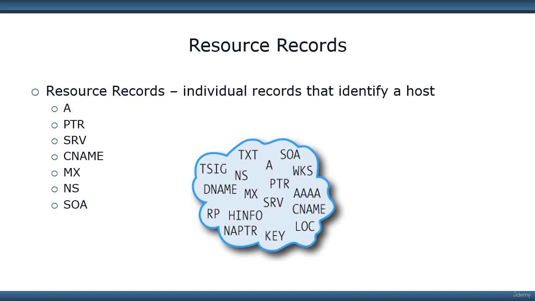So if I have mail to send to you, then I'm going to look up the MX record, and it will identify the name of the mail server. NS is name servers, that just identifies the DNS servers. SOA, start of authority, is the first record in a zone, and it identifies the primary name servers for that zone.